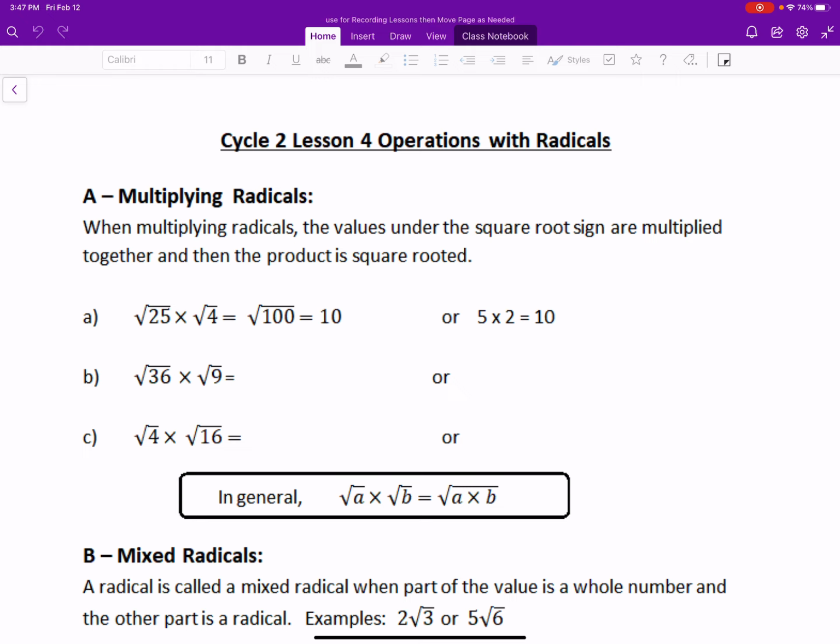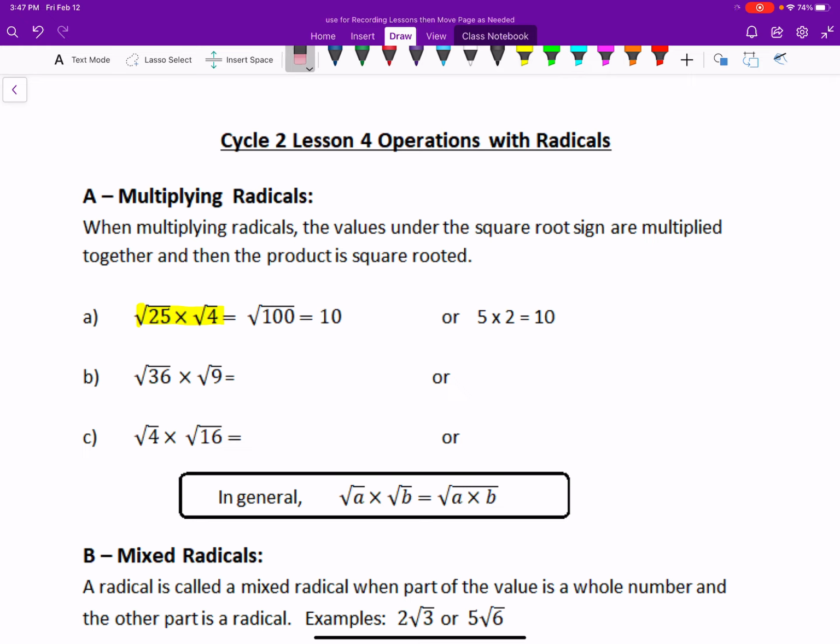When we multiply radicals, things under the square root symbol, the values under the square root sign are multiplied together, and then we can take the square root of the new product that we got. So, as you can see in the first example, square root 25 times square root of 4. 4 times 25 is 100. That's the same as the square root of 100, which equals 10.